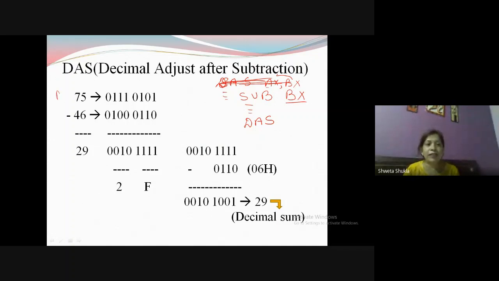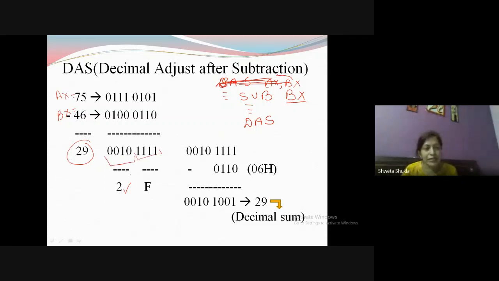Now let us suppose the content of ax is 75 and the content of bx is 46. So what is going to happen? 75 minus 46, the answer is 29. Now what we have to do is the decimal adjust after subtraction. So just subtract it. 1 minus 0, 1. Keep on subtracting and you will get the answer as 00101111. Okay, so let's see. 0010 means 2 after the hexadecimal conversion, and 1111 means F.